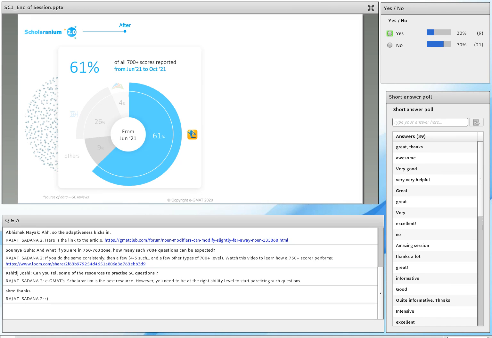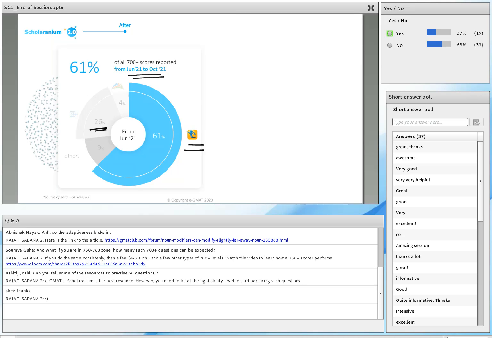Now, this is something that you would see if you researched information on GMAT Club. I'm going to share the number of 700 plus scores that were reported between June and October. In fact, if you look at the number of 700 plus scores reported in the year 2021, the stats would be very similar. e-GMAT has reported 61% of all 700 plus scores in this time frame. The only other company to report any significant number of 700 plus scores was Target Test Prep.